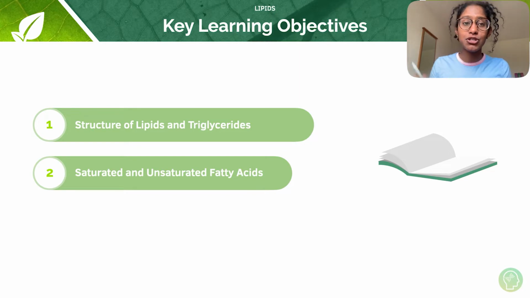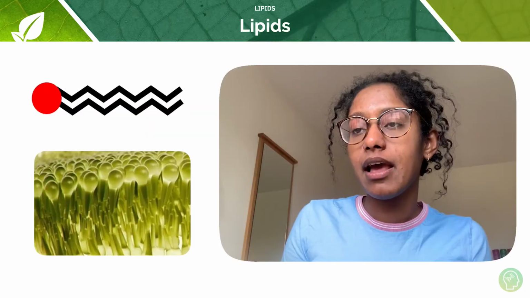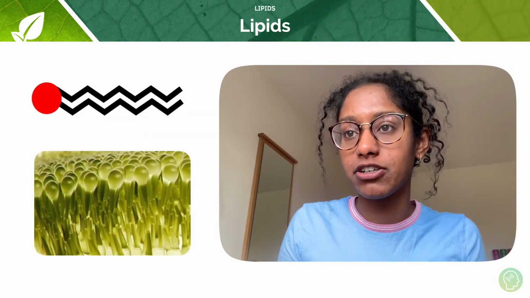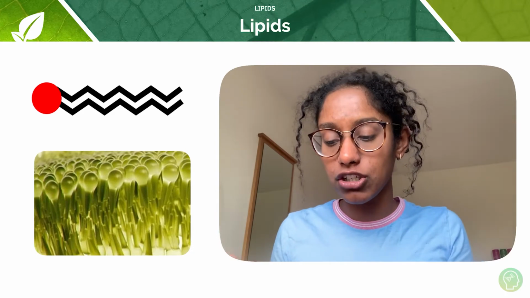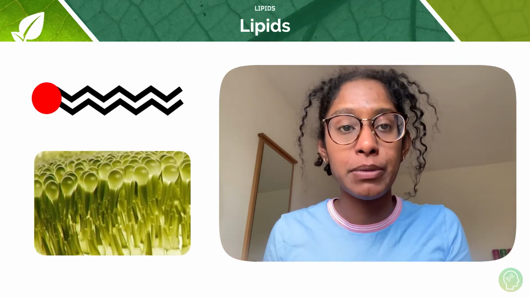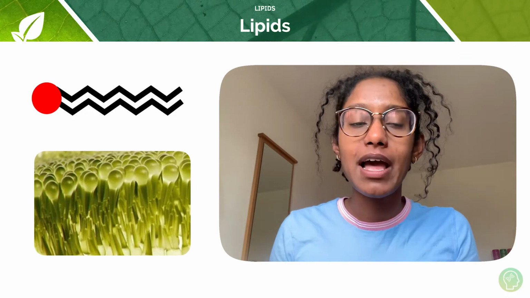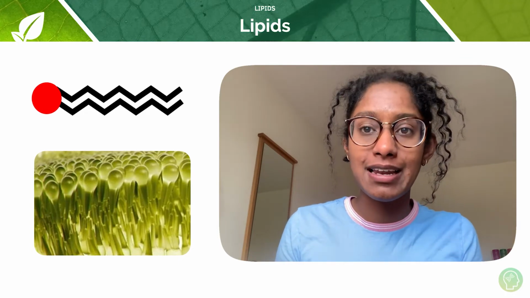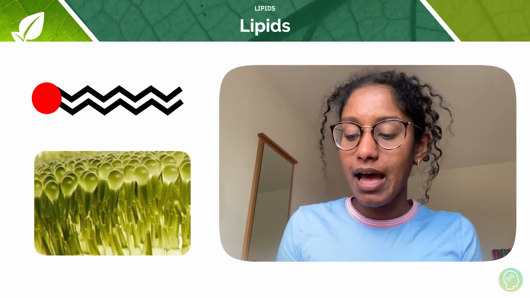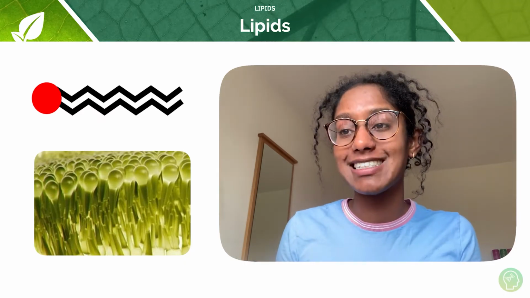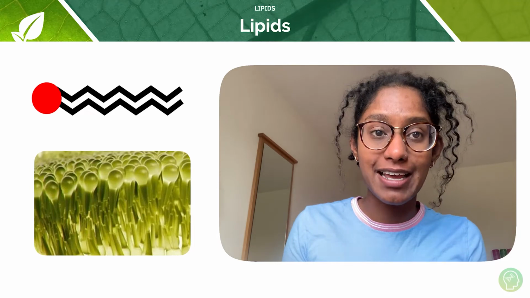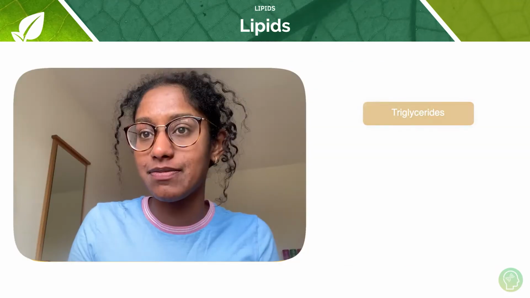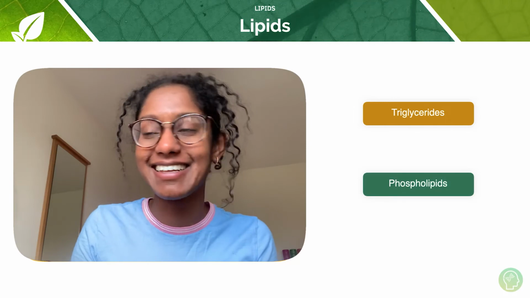So we have two key learning objectives for today. Number one, the structure of lipids and triglycerides, and number two, saturated and unsaturated fatty acids. Now, lipids have a variety of functions, i.e. in cell structure, metabolism, and in the animal immune system. So they are organic molecules and they contain carbon and hydrogen, okay? And lipids themselves contain fatty acids, which contain hydrocarbon chains. So we'll see this on the next slide. Oh, the slide after that, apparently.